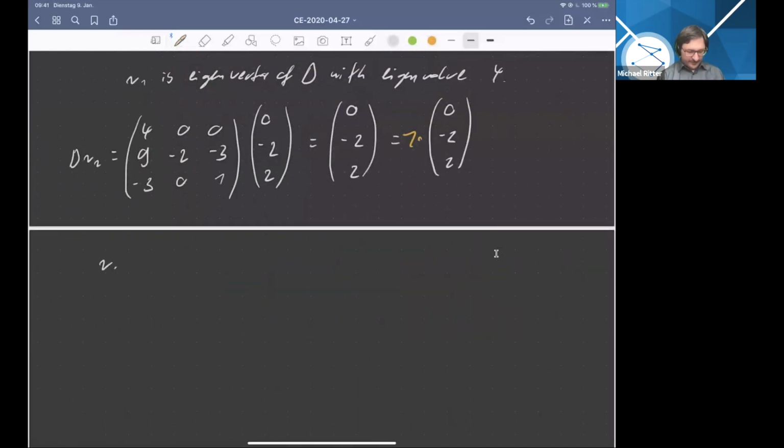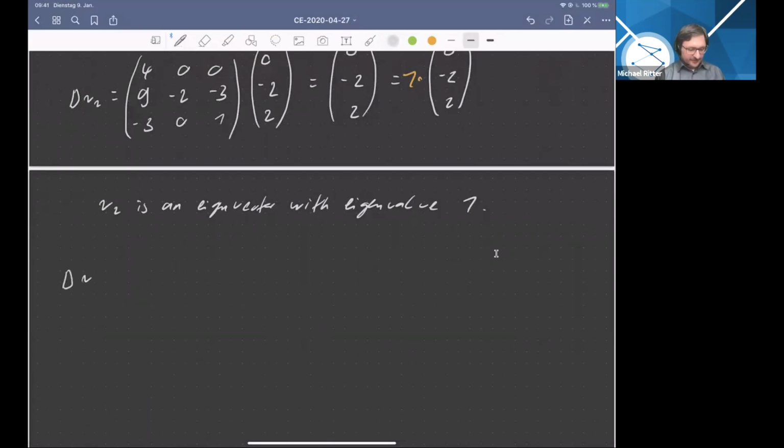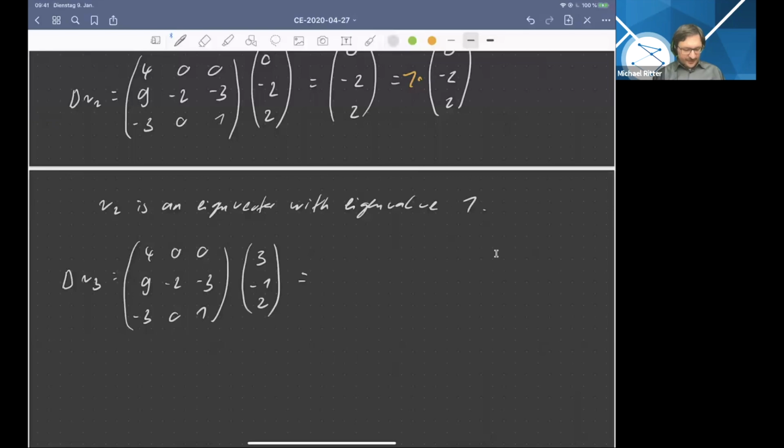Okay, so V2 is an eigenvector with eigenvalue 1. And finally, let's see D v3. Again, D is 4, 0, 0, 9, -2, -3, -3, 0, 1. And V3 is 3, -1, 2. And the result here is 4 times 3, that's 12. Then we have 3 times 9, that's 27, plus 2, that's 29, minus 6, that's 23. And then -9 plus 0 plus 2, that is -7.